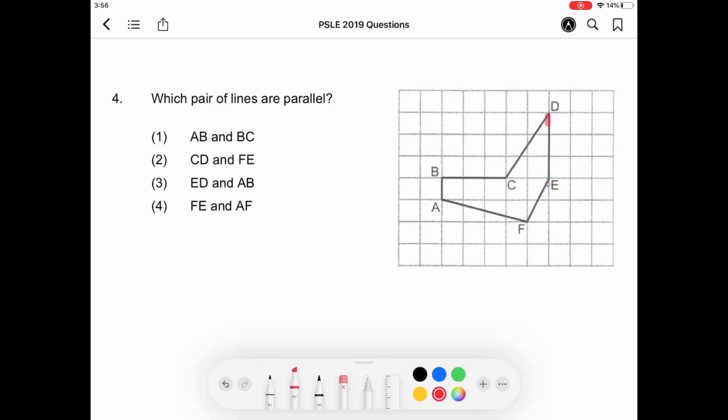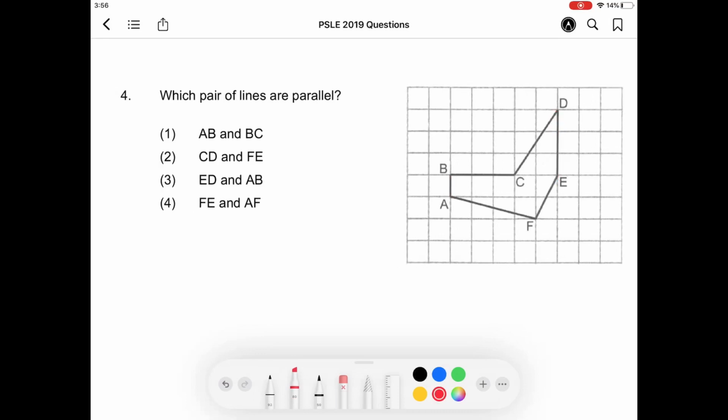Option 3, ED and AB. At one glance, we know that these two lines are parallel to each other. Option 4, FE and AF. Since they meet each other, they are confirmed not parallel lines. So the answer for question 4 is option 3.